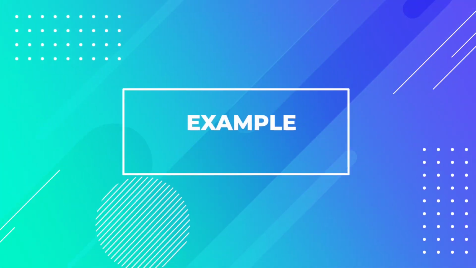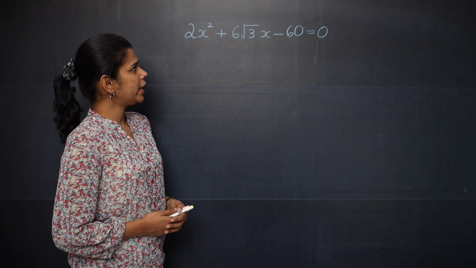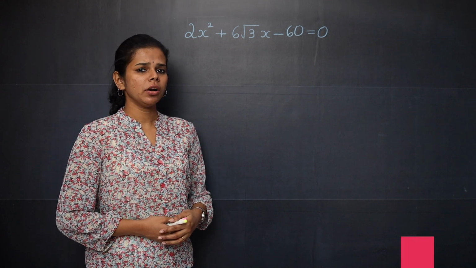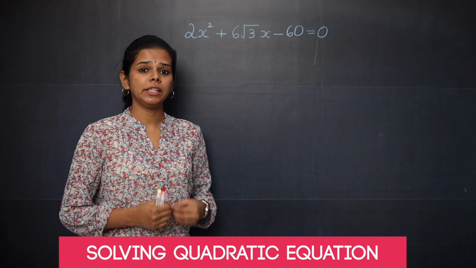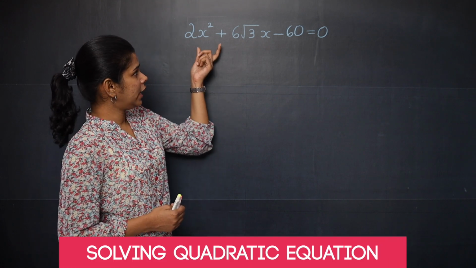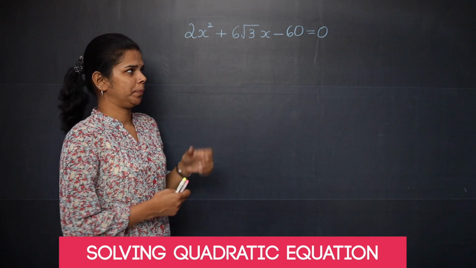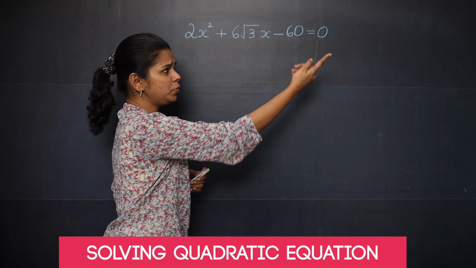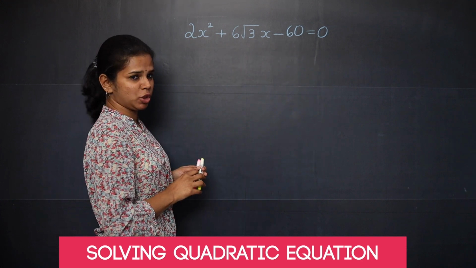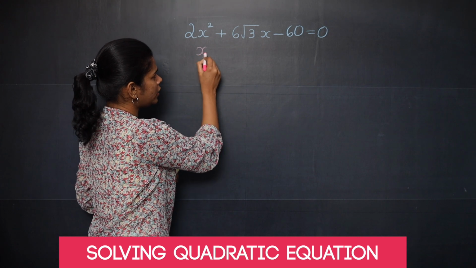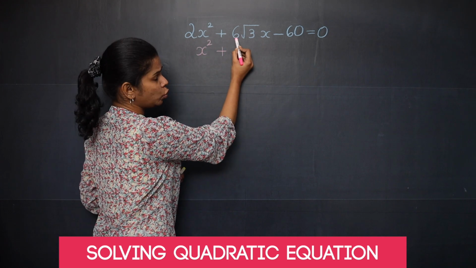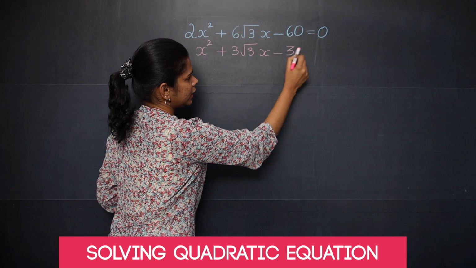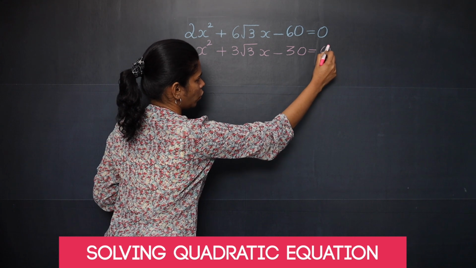Let's move on to the last question. 2x² + 6√3x − 60 = 0. So here you need to check if there are any common terms. Here you can take 2 as common from each term. So I am going to take 2 common, and when 2 goes to the other side, it will become 0 over there. So I am going to rearrange it. So it becomes x² + 3√3x − 30 = 0.